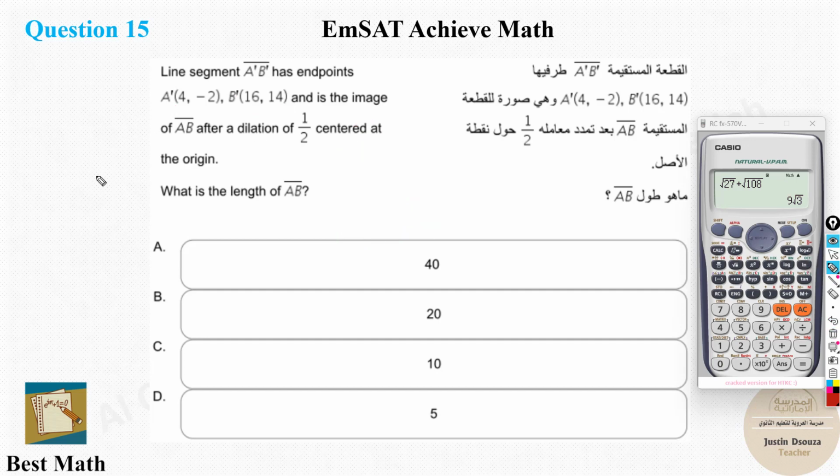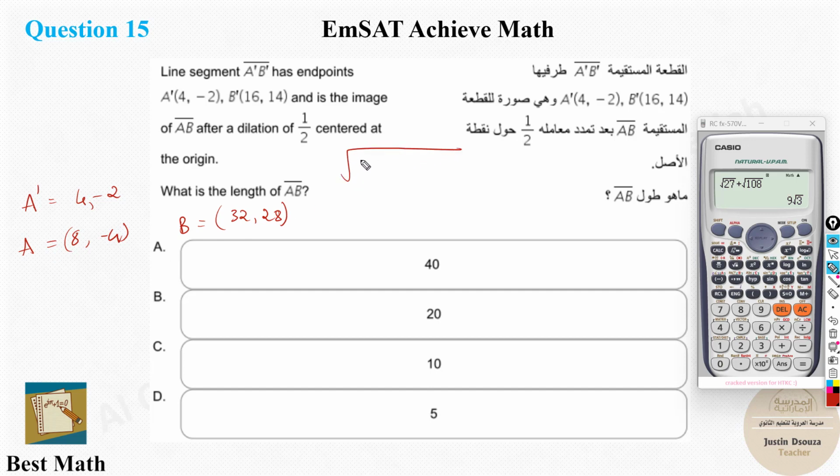Let me do it step by step. I'm not going to take the coordinates and everything, because we just need the length of AB. So the distance formula is required. A dash is equal to what? 4 and minus 2, right? So what will A be equal to? Multiply by 2, because the dilated image was half the original. Now if you want to find the original, you multiply this by 2, so it will be 8 and minus 4. Same way, what is B? B would be 32 comma 28. Now use the distance formula. How do we find the distance formula?